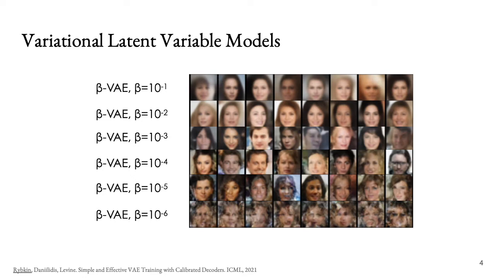Practitioners know that beta is a very sensitive parameter and needs to be tuned for every new dataset and architecture. Further, beta VAE does not correspond to a valid evidence lower bound and cannot be used to measure log likelihoods. To see if we can eliminate the hyperparameter beta, let's take a look at the evidence lower bound, or ELBO.